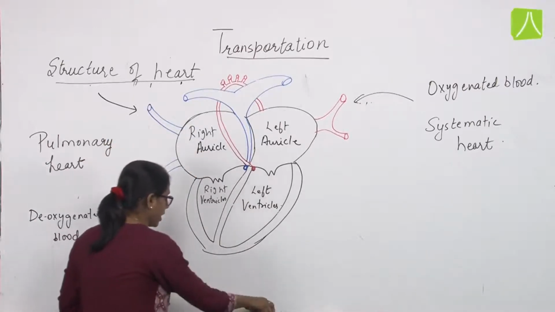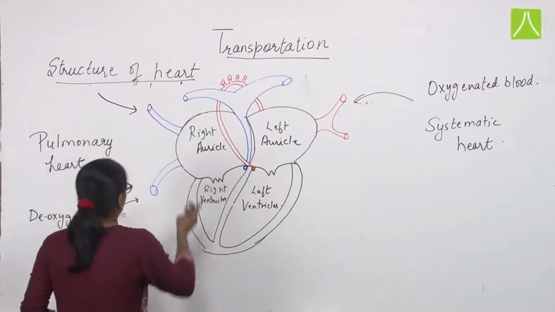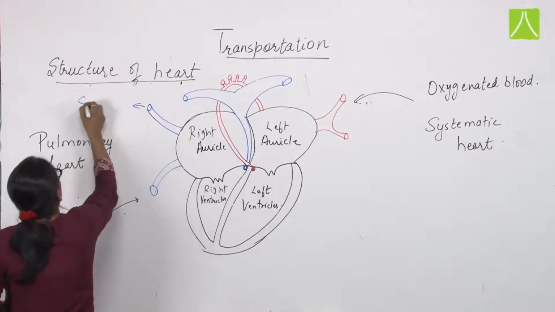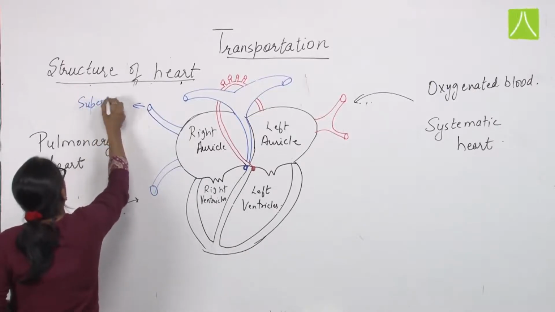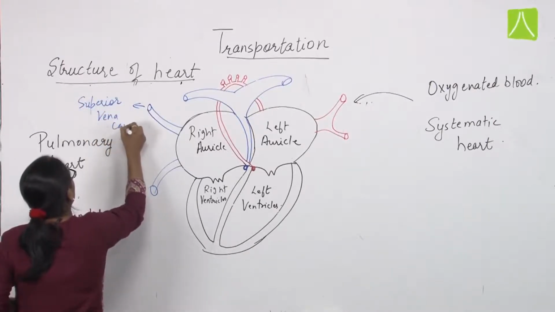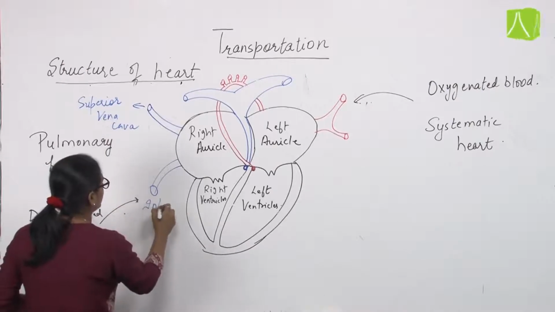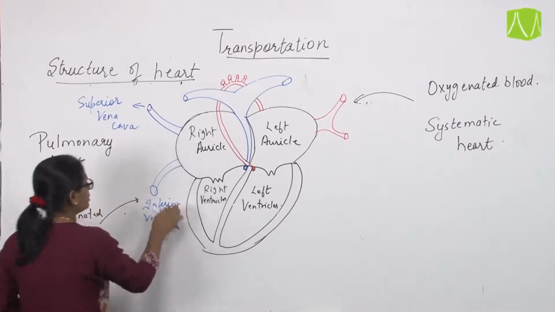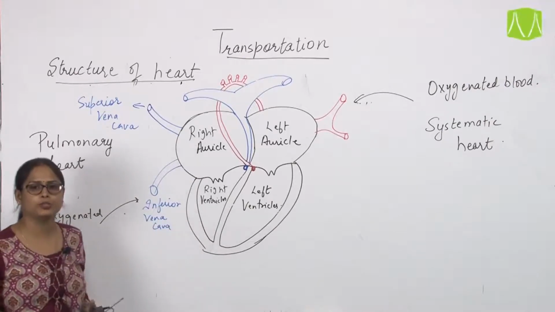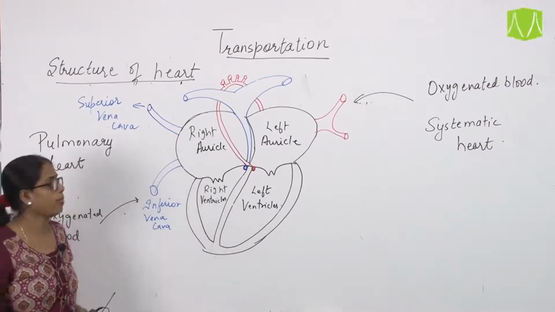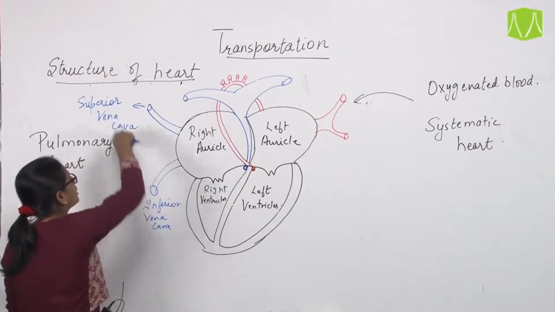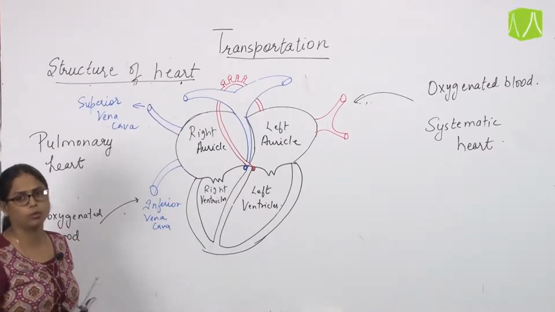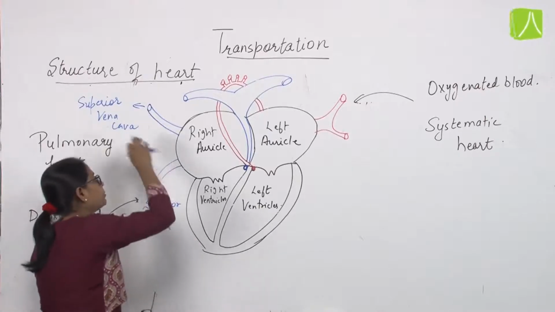These veins are known as the superior vena cava and the inferior vena cava. These are veins only, which carry deoxygenated blood from different body organs. From the superior vena cava, the blood is coming from the upper body part, and from the inferior vena cava, the blood is coming from the lower body part. These veins pump blood.